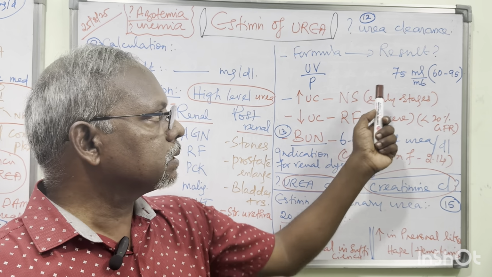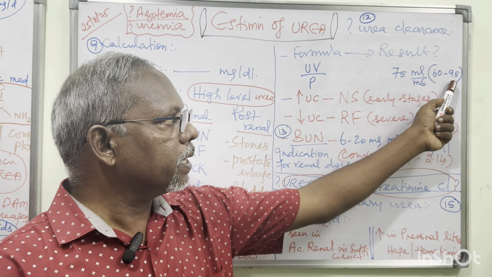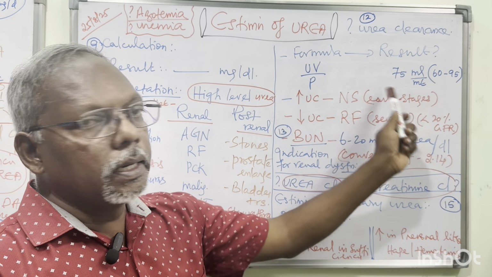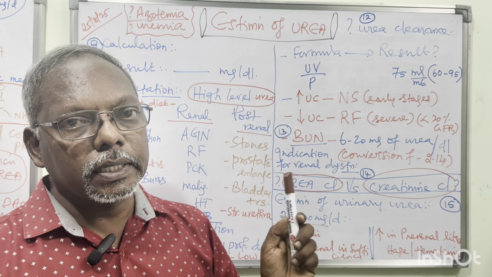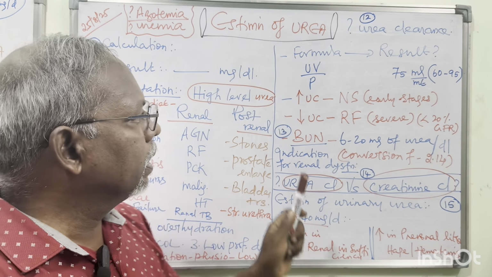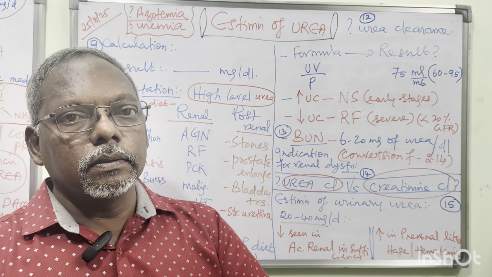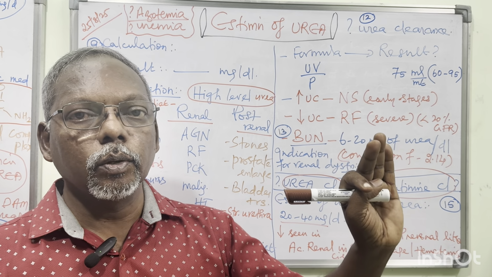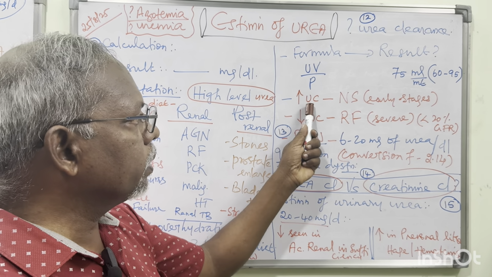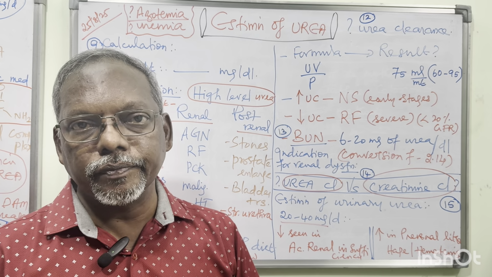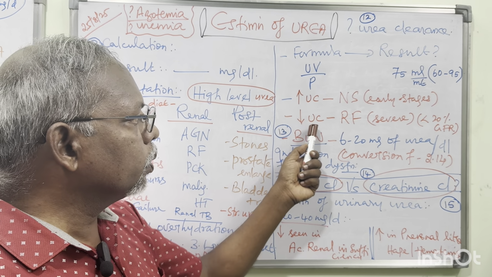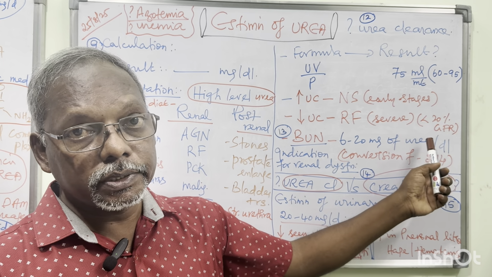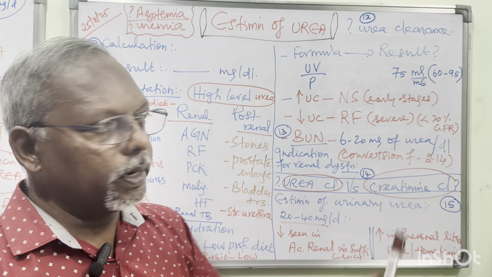Actually, for urea clearance, the normal range is 60 to 95, usually 75 ml per minute. You just need to know the result of the urea clearance, 75 ml per minute. Next, they will ask in which conditions you will get high urea clearance and in which low urea clearance. High urea clearance means early stages of nephrotic syndrome, whereas low urea clearance is in severe renal failure, that is less than 20% of GFR, right?